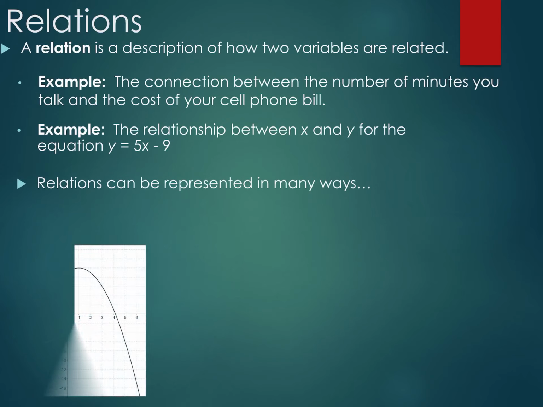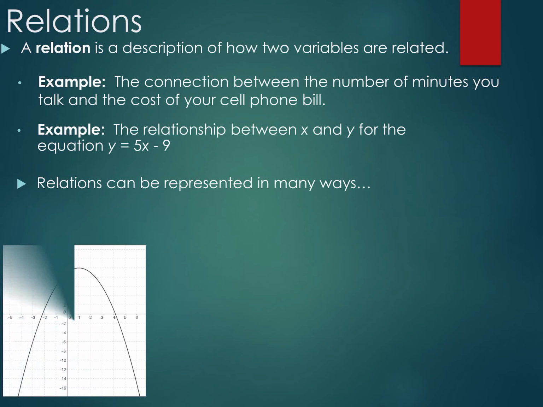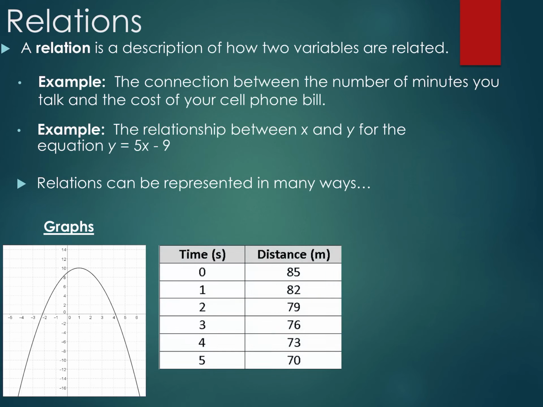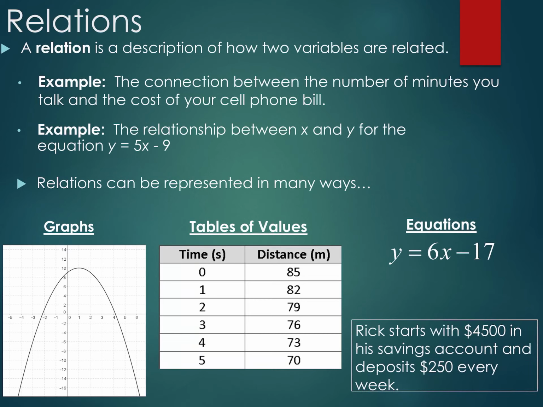So, as I've mentioned, relations can be represented in many ways. When you've got a relation between two variables, we can make a graph. There's what's called a parabola. You'll see those in grade 10. It's not a straight line like we've been doing. So we can get graphs. We can make a table of values. You would have called this maybe a T-chart in grade 8. And we can also get an equation, but also maybe the relation will be given in words like this.